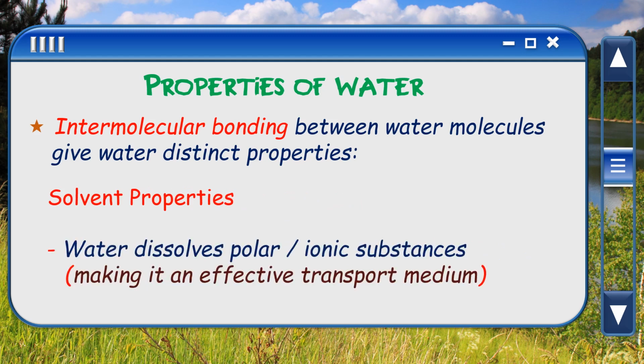Another property is the solvent property. Here water dissolves polar and ionic substances. So what we are saying is that water can dissolve substances that are polar, substances that create polarity, partial negative, partial positive. Or it can also dissolve ionic substances. Ionic substances are substances that have charges, a negative charge and a positive charge. So those substances can dissolve in water.